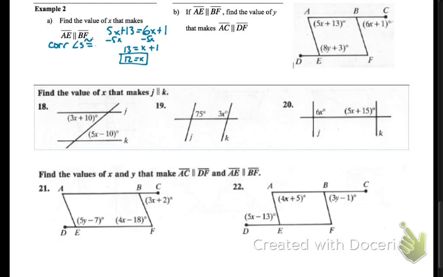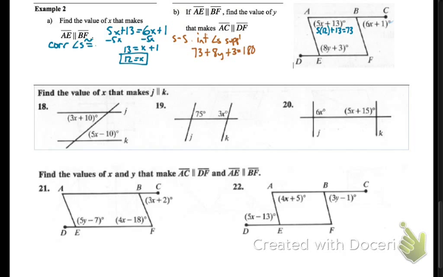All right, so basically now we've established that AE and BF are parallel. We did that over here. So if those are parallel, what's the value of y that's going to make AC parallel with DF? This whole diagram goes together. So we now know that x is equal to 12. So that means that these same side interior angles here, 5x plus 13 and 8y plus 3, have to be what? Those are same side interior angles, they're supplementary, so they have to add up to 180.